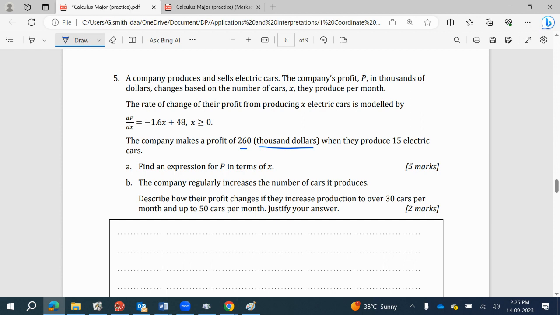Here you've got dP/dx, so you've got a derivative very clearly marked, and you have to find the profit. So this function is marginal profit. We have to find the profit function. Make sure you say which one you're doing. The profit function is the integral of minus 1.6x plus 4.8 with respect to x. That's going to give me, let me not simplify it too quickly.